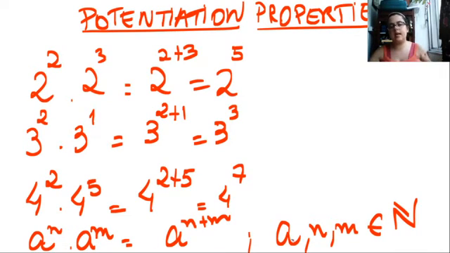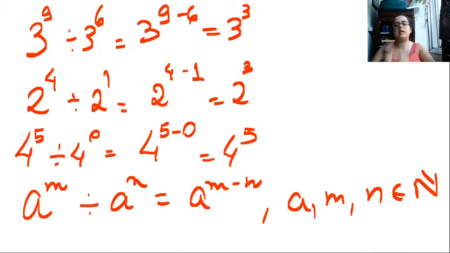And remember that a and m are natural numbers, numbers that we use for counting. Now we are going to see another property for division. 3 elevated to the ninth divided by 3 elevated to the sixth. I repeat the base 3 and I do subtraction here, 9 minus 6. So I have 3. The same happens here.